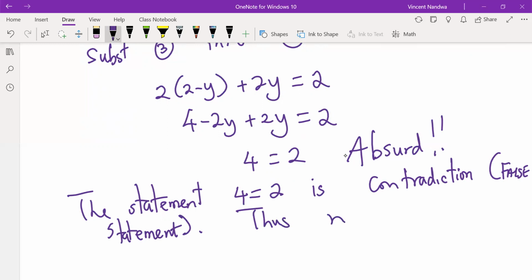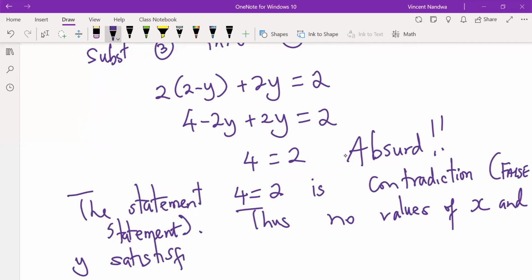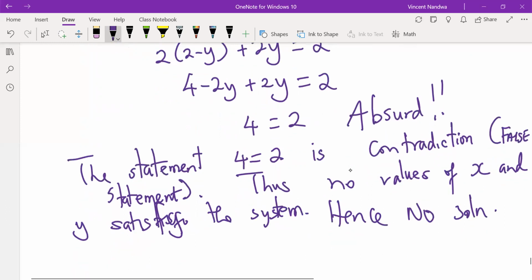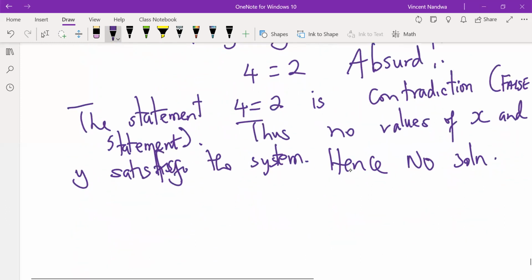Thus, no values of x and y satisfy the system. Hence, no solution. So that's how we solve that given problem.